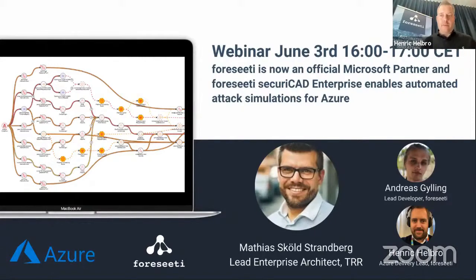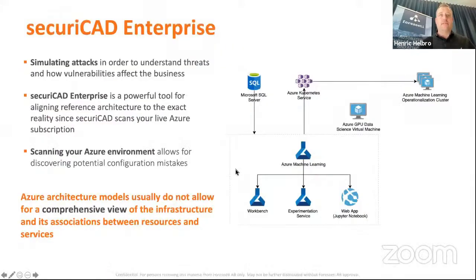I will continue to showcase the Azure implementation, and I'll just switch the screen here. So here we have a simple schematic diagram which shows an Azure architecture where you can't really see the associations between different resources and services. This is where SecurityCAD comes into play. Forsidi provides a powerful tool for showing how different services communicate and how they're linked together.